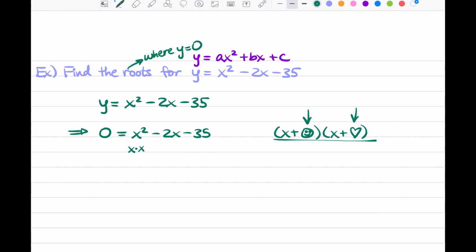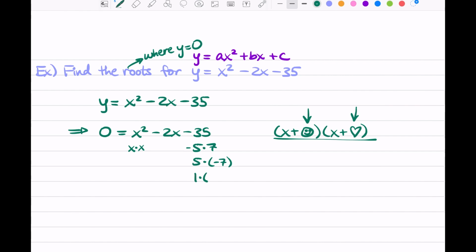So what two numbers multiplied get to negative 35? Well, 5 times 7 is 35, so we can just make one of those negative, and we get to negative 35. So the 5 could be negative, or the 7 could be negative. Are there any other numbers we could multiply to get to negative 35? Well, there's 1 times negative 35, or negative 1 times 35. So we've got a few options here. Let's go ahead and start testing them out.